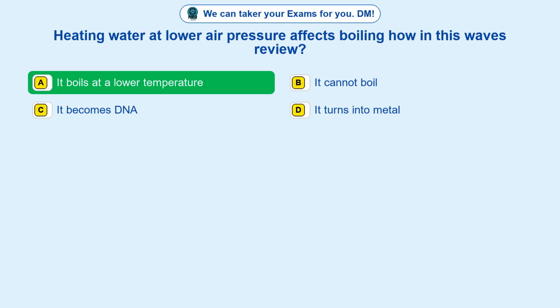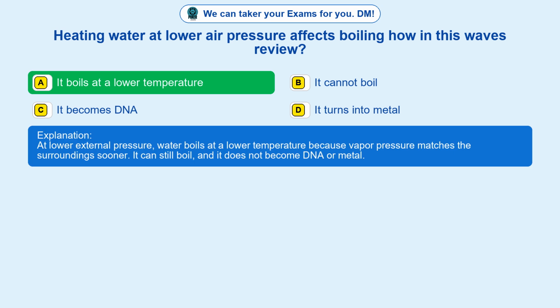The correct answer is option A. It boils at a lower temperature. At lower external pressure, water boils at a lower temperature because vapor pressure matches the surroundings sooner. It can still boil, and it does not become DNA or metal.